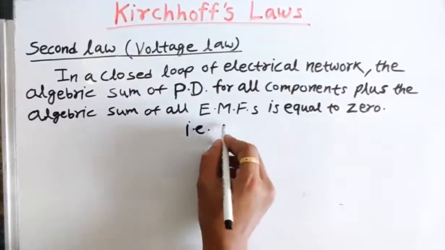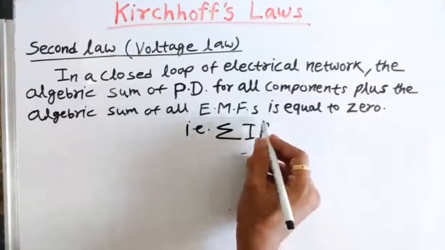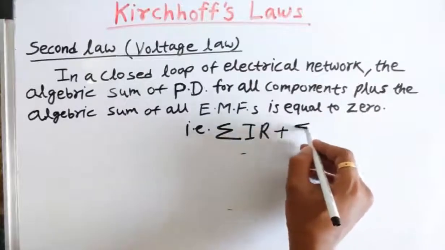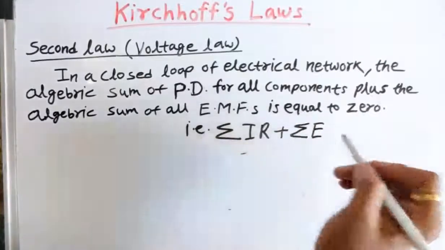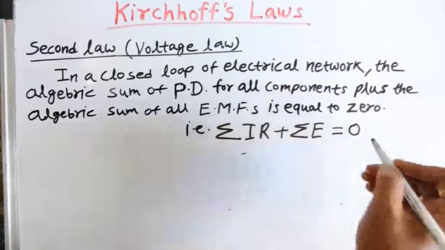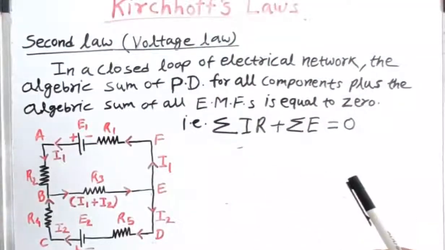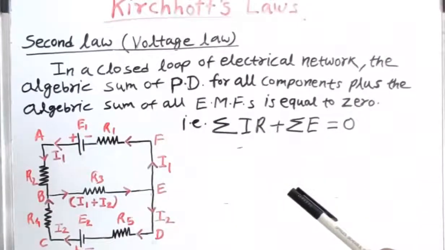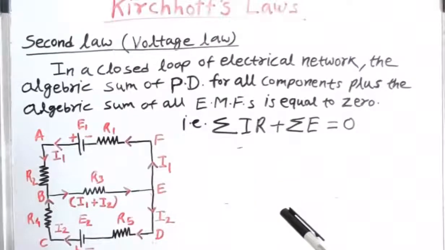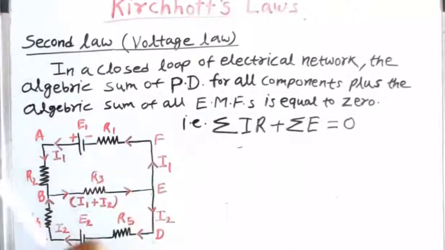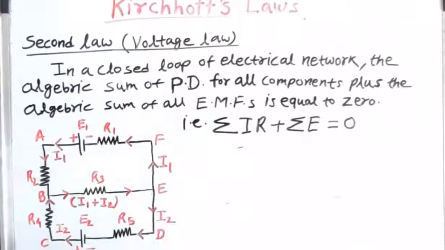That is, summation IR, which is nothing but the potential difference, plus summation E, which is nothing but the EMFs, is equal to 0. In order to understand Kirchhoff's second law in more detail, we need to understand the sign conventions used in it. Here you can see we have considered a circuit which consists of different components like resistances R1, R2, R3, R4, R5, and sources of EMF, say E1 and E2 also.